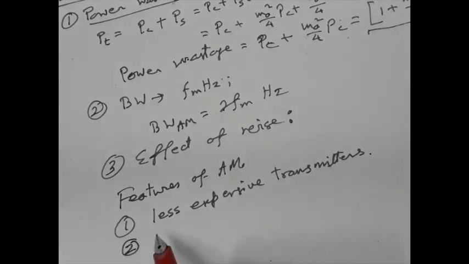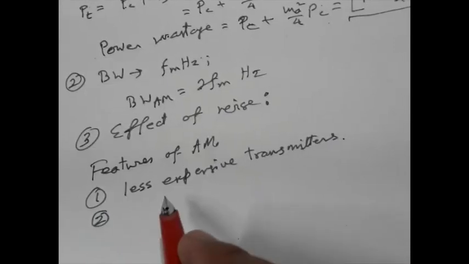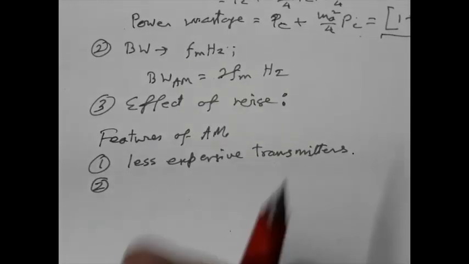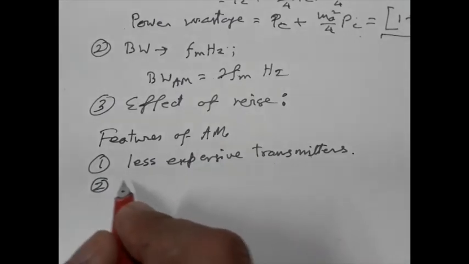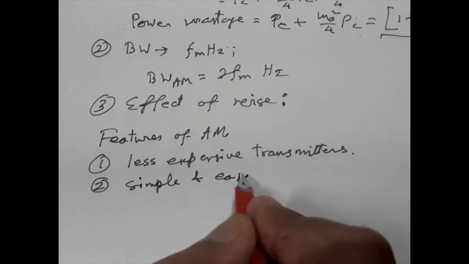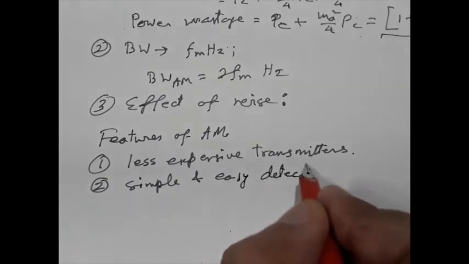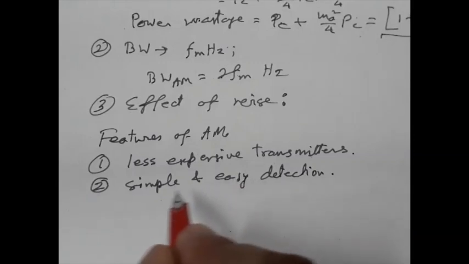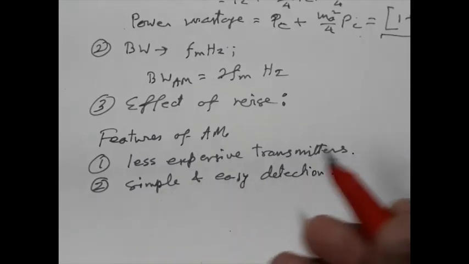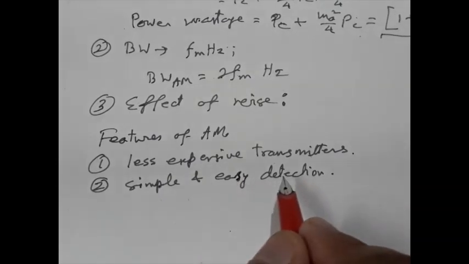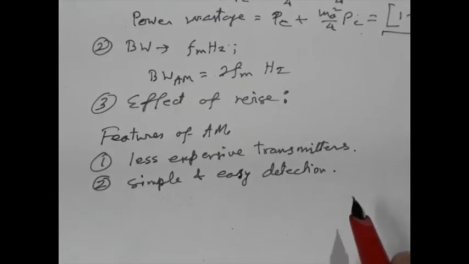Second point is simple and easy detection. That we have also already seen. The detectors are very simple. It is just a diode, and the detection process is also very simple. So this is one of the basic features of AM.